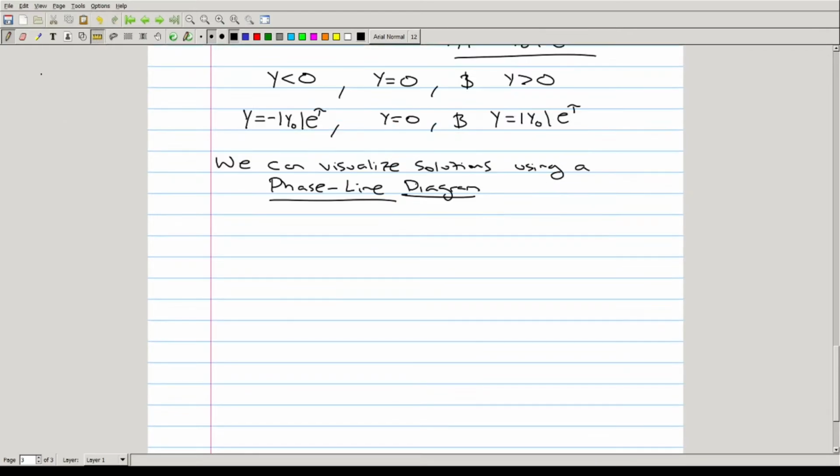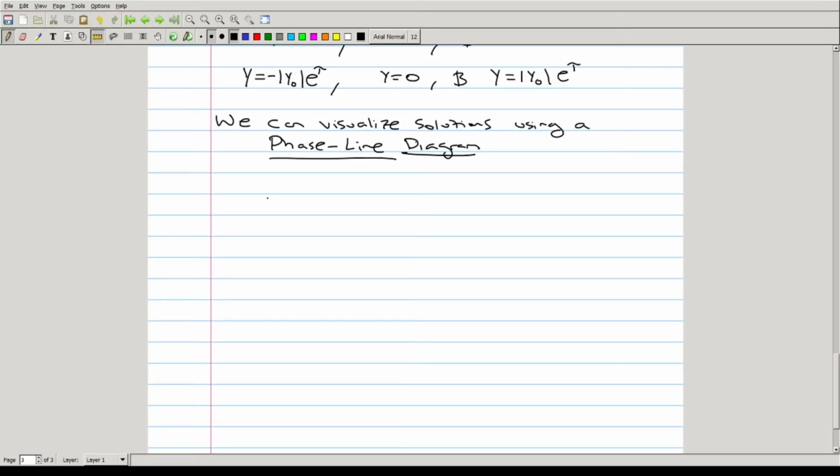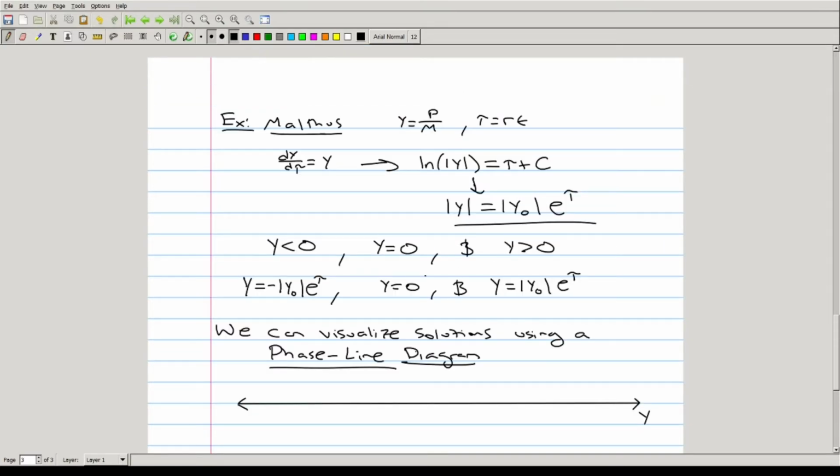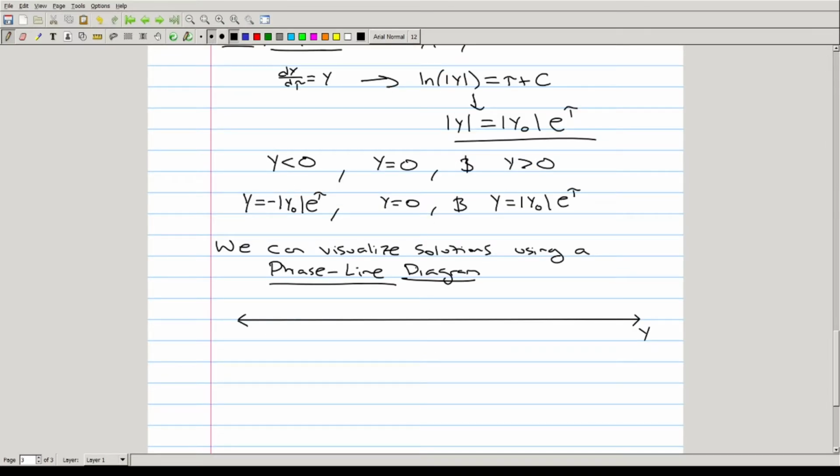And we'll see that this is one of the big concepts that we'll be able to extend to systems of 2 differential equations as well. But to draw a phase line diagram, essentially what we have to do, and by the way, this does not require us knowing the solution a priori. We don't have to actually solve the differential equation to draw the phase line diagram.